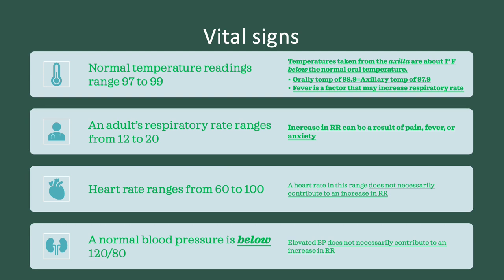A normal blood pressure is below 120 over 80. Most people think that it's 120 over 80. No, the word is below. If it is above that, then we are starting to get in like a pseudo hypertensive state, right? Or walking a line of abnormal. Elevated blood pressure does not contribute to an increase in respiration rate. Please understand that. If there's an increase in respirs, this has got to do with the basics. Pain, fever, anxiety, or we're trying to get sepsis. Big deal. Big, big deal. Okay, next slide.